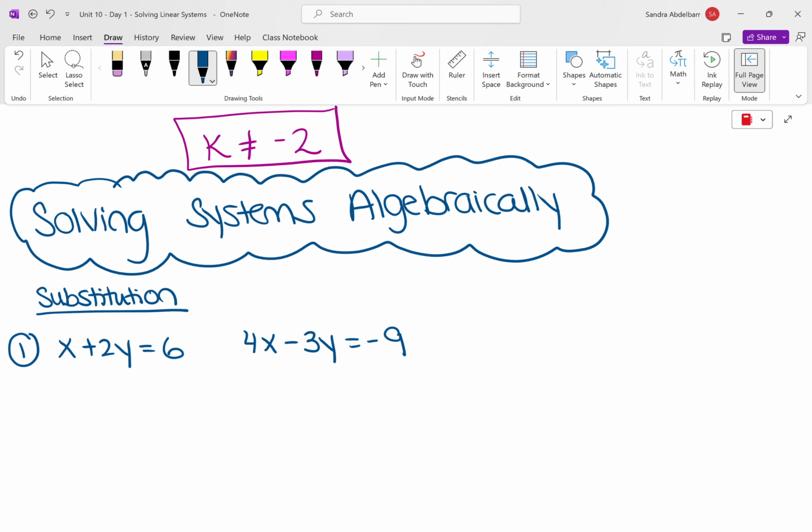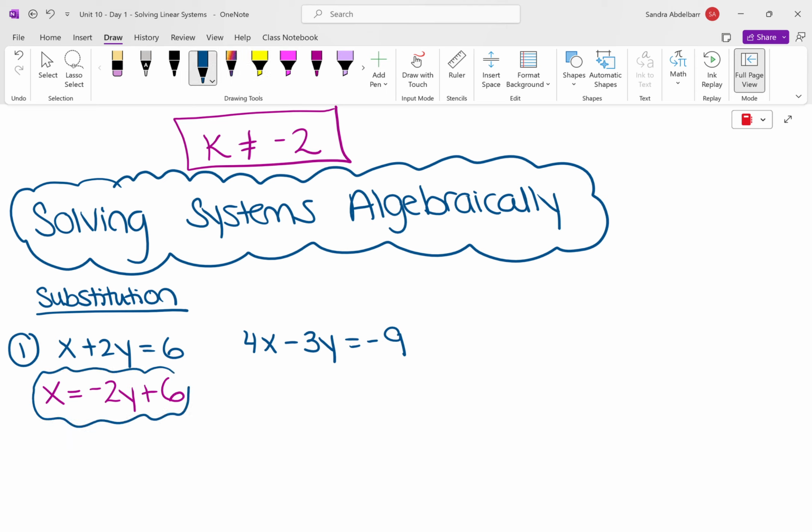Why? Good. It's best to choose a variable that has a coefficient of 1. That's our best option, because then we don't have to divide by anything. So here I'm going to solve this for x, and when I solve for x, I'm going to get -2y plus 6.